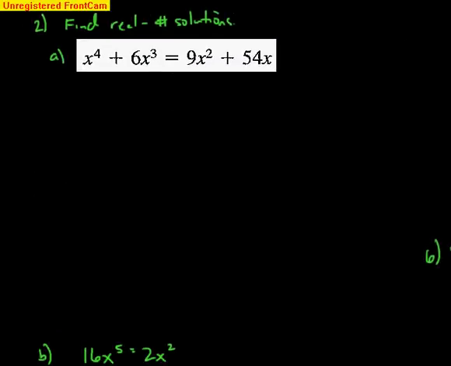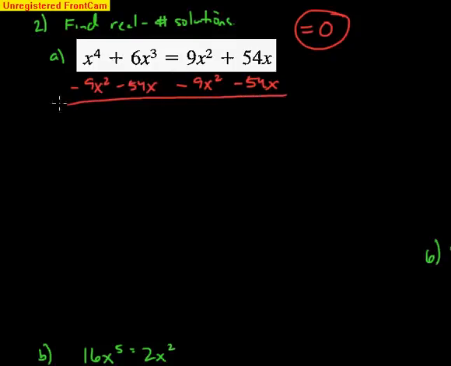Next question says, let's find all the real number solutions. And here's our problem. x to the fourth plus 6x cubed equals 9x squared plus 54x. Well, remember the rule. It must equal 0. So we need to move the 9x squared and the 54x by subtracting them because they're positive. And what we'll get in standard form is x to the fourth plus 6x cubed minus 9x squared minus 54x equals 0.